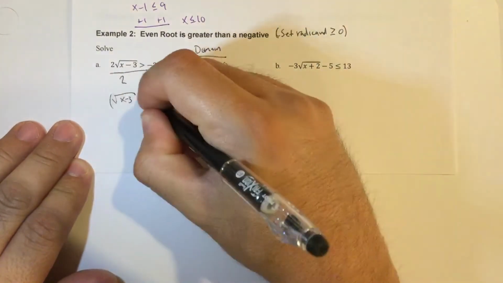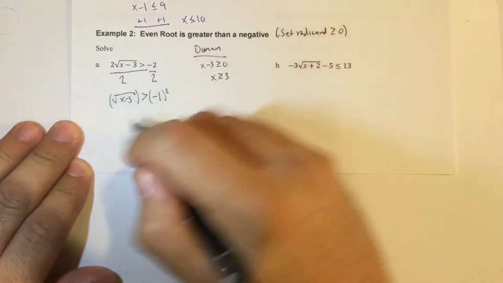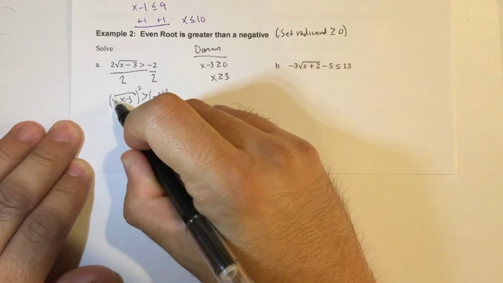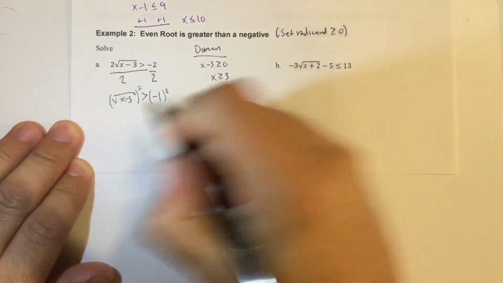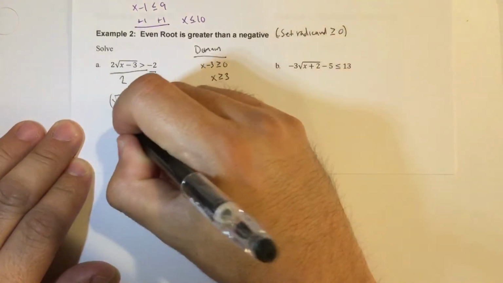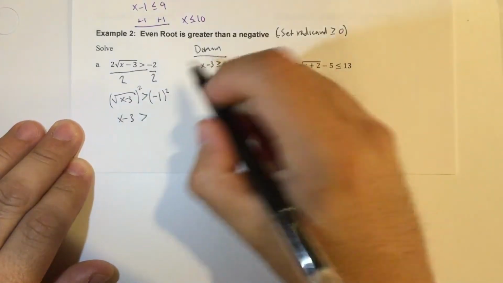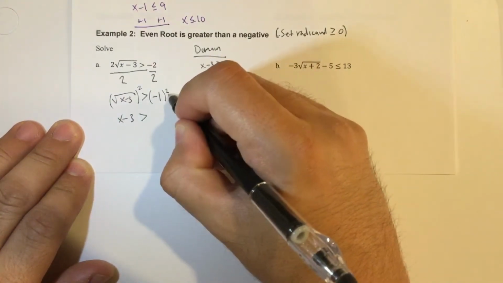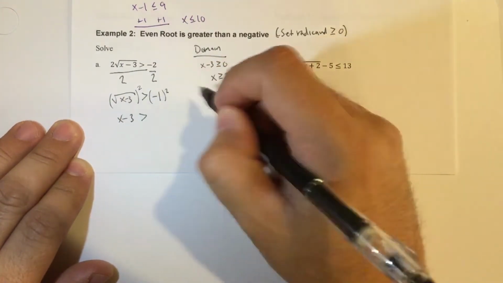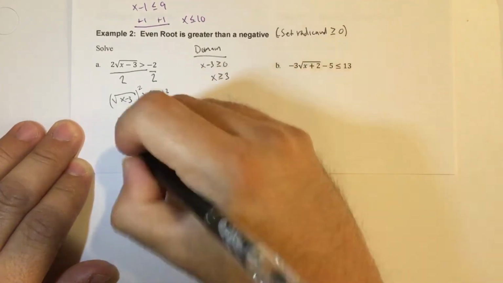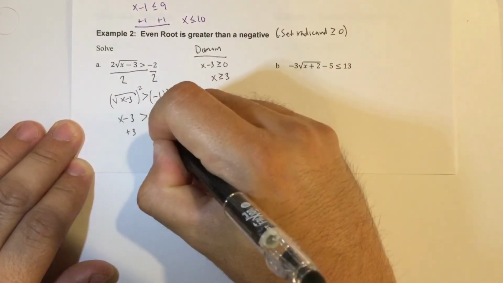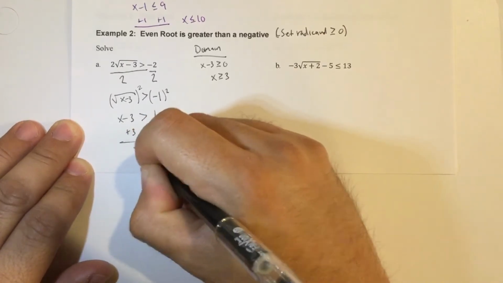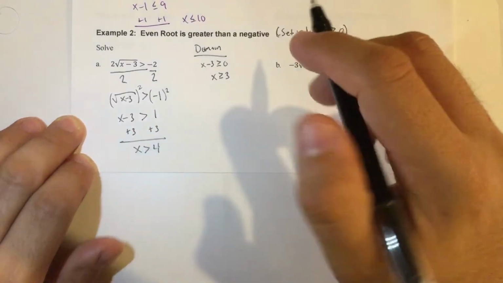So to undo the square root, we are going to square both sides. When you square a square root, it cancels out because they're inverses, so you're left with x minus 3 is greater than negative 1 squared. Negative 1 is negative 1 times negative 1, which is 1. Last, we're going to add the 3, and x is greater than 4.